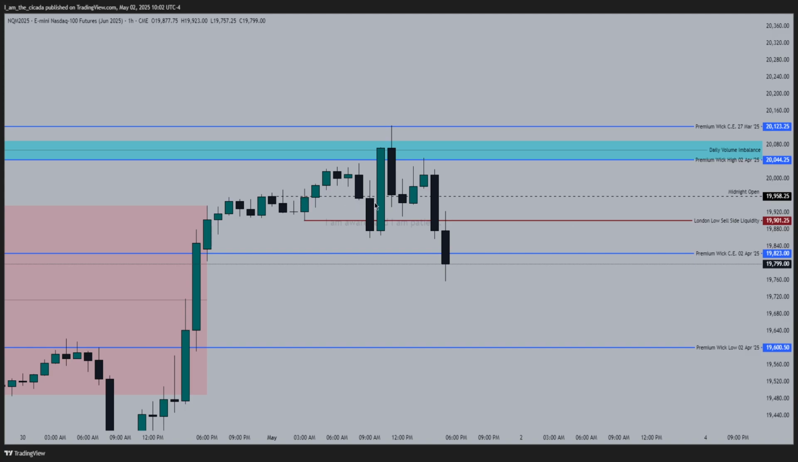Obviously, we have midnight open drawn out, because it's a very vital opening. And from there, you can see that price runs down at 9 a.m., takes London sell-side liquidity, and that's our manipulation for the day. Again, when price is bullish, it tends to use London low as a point of manipulation to run pending stops, or sorry, pending sell orders, and then from there it would run high.